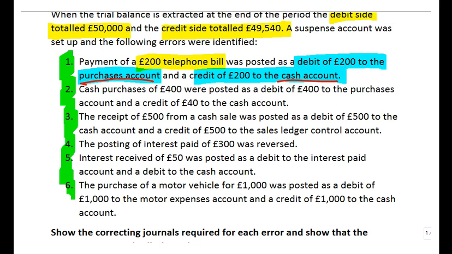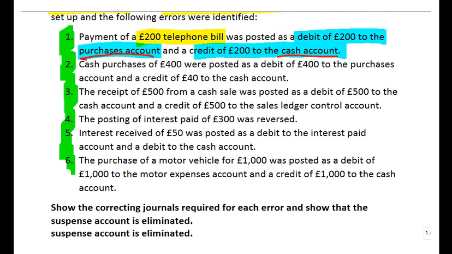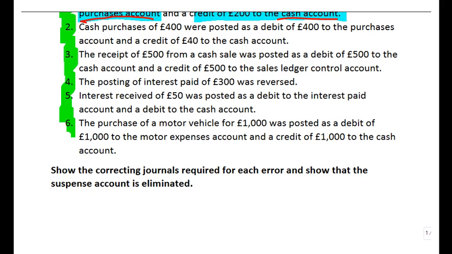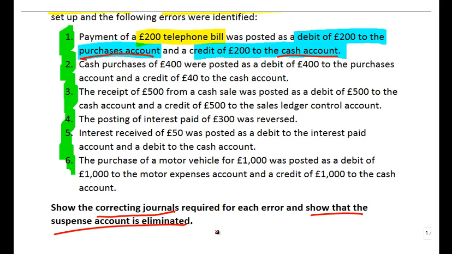Now, how are we going to deal with this and how are we going to correct the error? Because the question ultimately asks me for the correcting journals for each error and showing that the suspense account that we've set up would be eliminated. Now actually the suspense account is not going to be affected by this error, because remember the original double entry did balance, but I still need to come up with a correcting journal to solve that problem. So how am I going to do that?